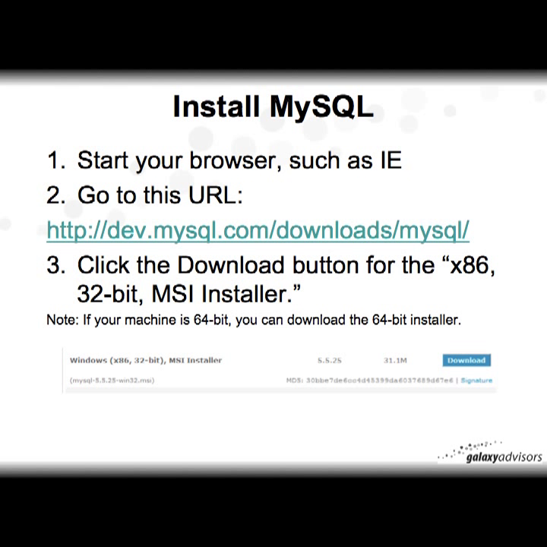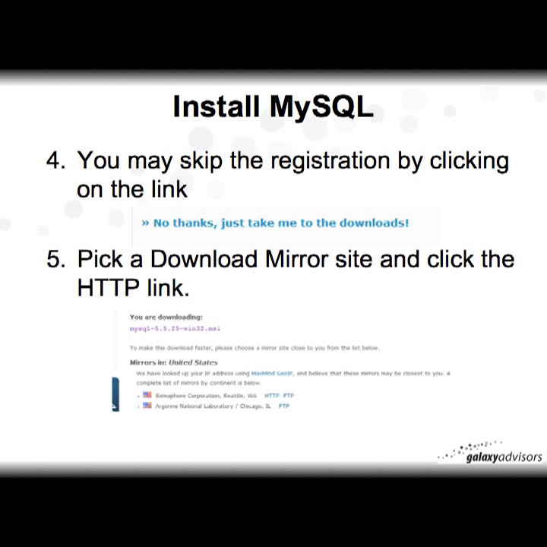So again, start your browser, go to the URL listed here, and then click the download button for the x86 32-bit MSI installer. If you do have a 64-bit machine, there is also a 64-bit installer available for MySQL. And then on step 4, you may skip the registration by clicking on the link "No thanks, just take me to the downloads." Step 5, pick a download mirror site and click the HTTP link.